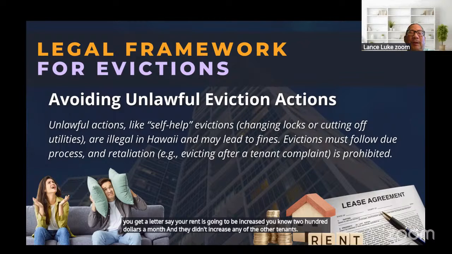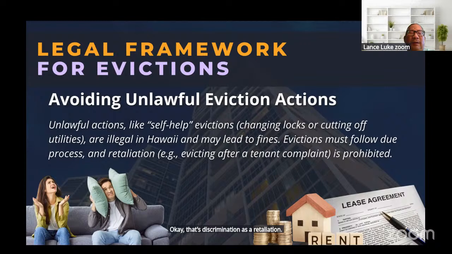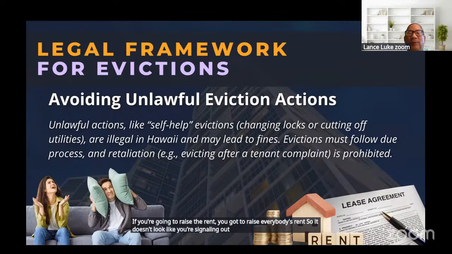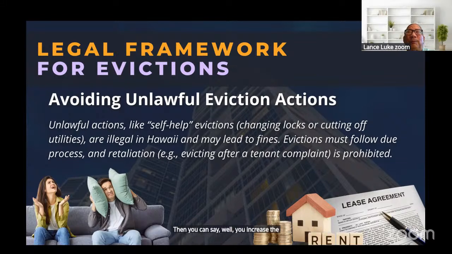Okay, that's discrimination, that's retaliation. And if the reason is, oh, well, we increased the rent because we want to keep this tenant out because they complain too much, that's against the law. You cannot do that as a landlord or property manager. If you're going to raise the rent, you got to raise everybody's rent so it doesn't look like you're singling out one person. Unless that tenant's been there for a long time, and his or her rent is way lower than the other tenants. Then you can say, well, we're increasing the rent up to market rent to match the other tenants.